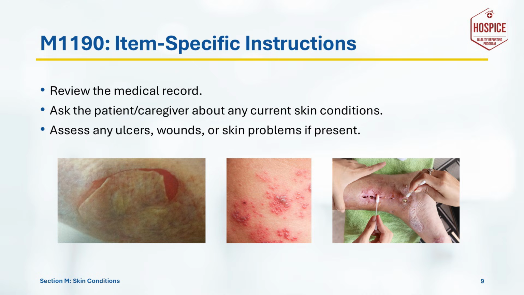To obtain the information necessary to complete this item, you should review the medical record to see if there is mention of any skin conditions. Ask the patient and/or their caregiver about any skin conditions. And if there are skin conditions identified, such as ulcers, wounds, or other skin problems, they should be assessed.